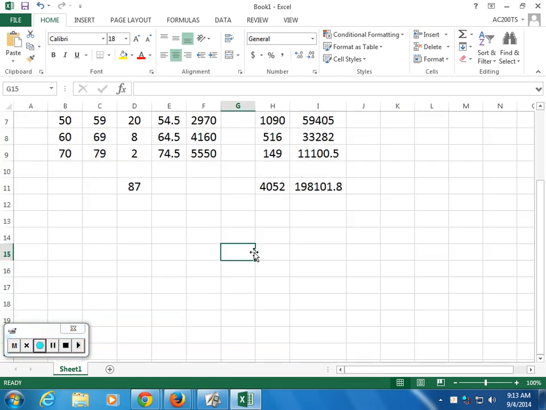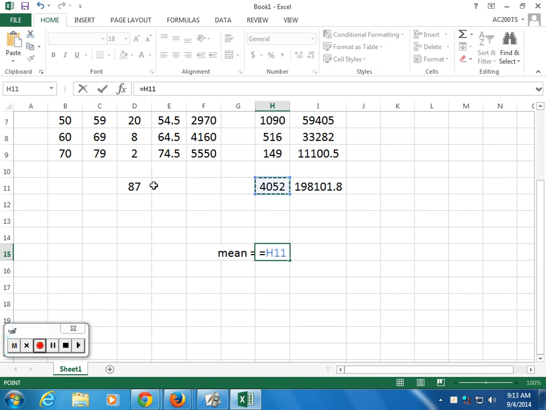All right, so here we go. I'm going to do the mean right here. Mean is equal to, that's real simple. You take this guy and divide it by this guy. And there's your mean.